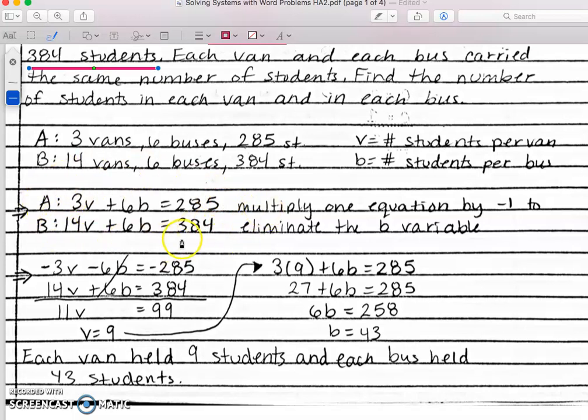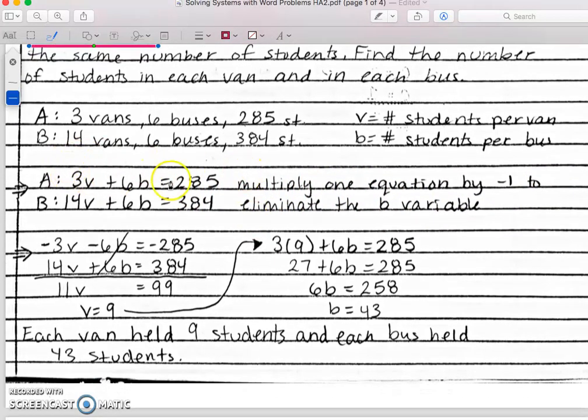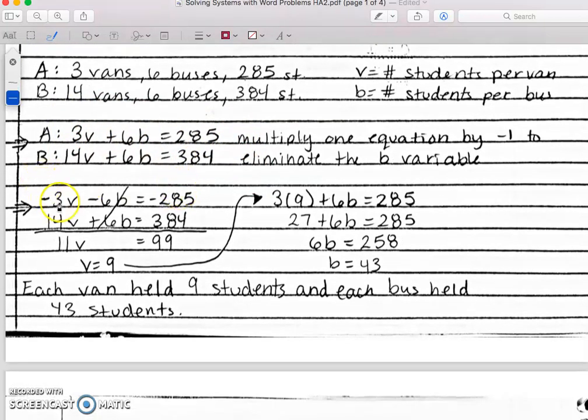As I'm looking at this, I could use substitution, so I could solve for one of the variables, but I doubt it's going to come out very nice. I notice, however, that both of my b's have a 6 on them, so if I can make one of those negative, I can use elimination. So I'm going to go ahead and multiply one of my equations by -1 to eliminate that b variable. So I'm going to multiply the top one. I do that, I get -3v minus 6b equals -285.